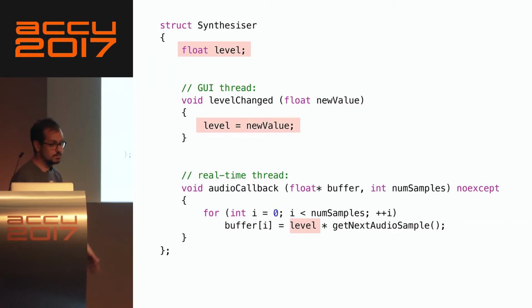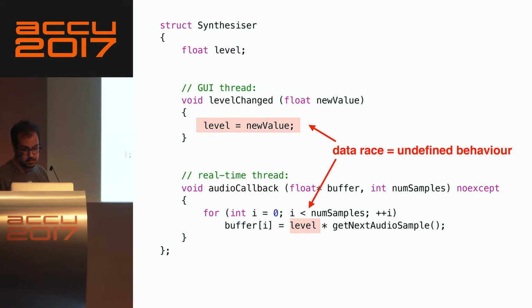So here's the code. Don't worry too much about it. The point is that you have this float level parameter, and then you have one thread, so whenever the user turns that knob, you're going to get a callback here, and you're going to change the value. Then in the other thread, the real-time thread, you're using that value in this loop to compute your audio signal. And if you write it like this, of course, you have a data race here.